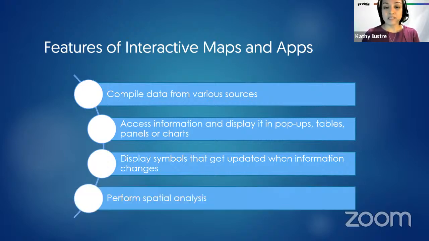Interactive web apps enable users to perform spatial analysis. Common spatial analysis operations include finding out what's nearby, how something is distributed, how things are related, or how something has changed over time. All right, so let's look at these features of interactive maps and look at how we can design them.